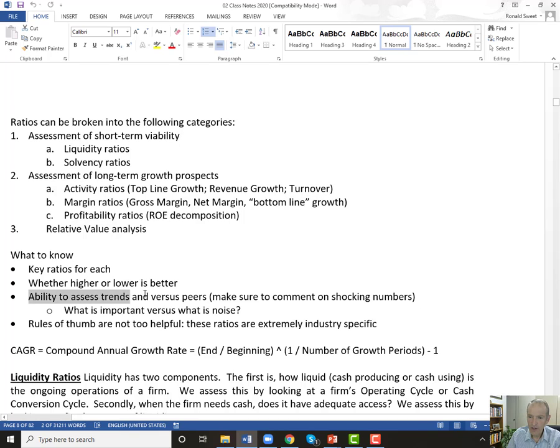You need to be able to look at trends and look at them versus peers. Make sure you comment on shocking numbers. Don't have a number in your chart just zoom up or zoom down and you don't say something about it. So that's extremely important. That's one thing I tell students: don't go in to talk to your boss and forget the most obvious thing on the chart.